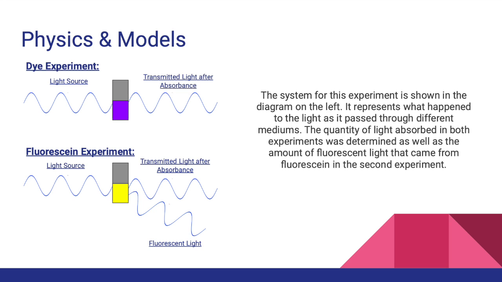In the dye experiment, we looked at how much light from the source is transmitted once it traveled through the dye, by determining the absorbance that occurred. The absorbance occurs as the dye molecules absorb and retain the energy in the system.